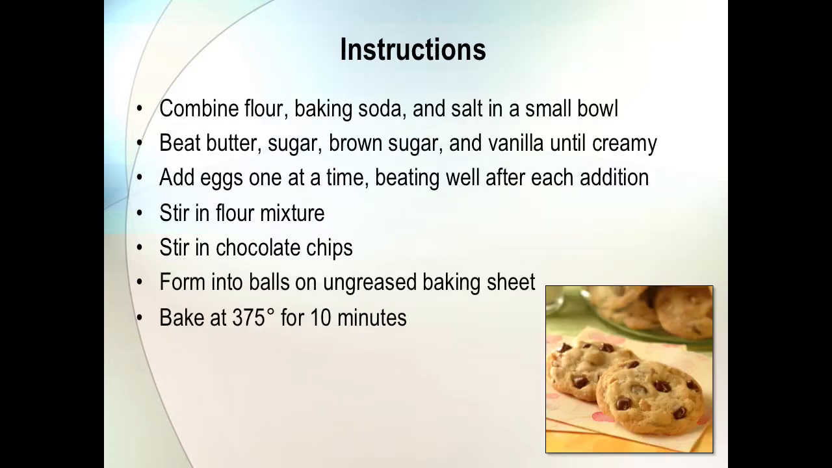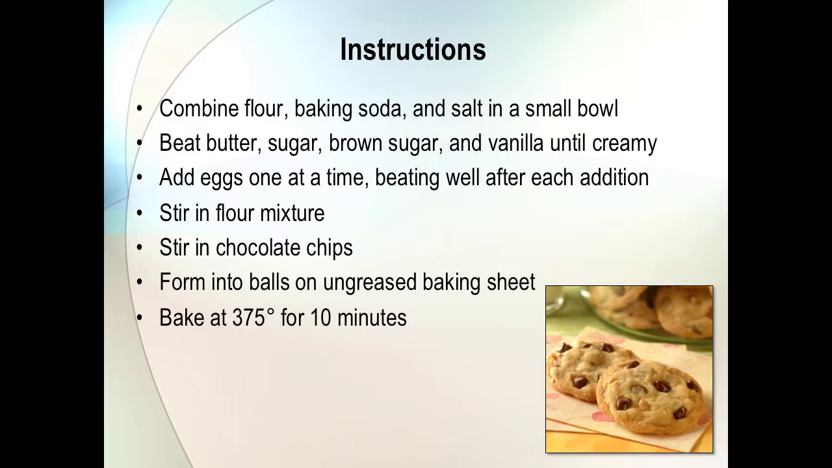To make the cookies, it's really simple. You combine the flour, baking soda, and salt in a small bowl. Then you beat the butter, sugar, brown sugar, and vanilla until they're nice and creamy. You can add eggs one at a time and then beat everything smooth after each addition. When all that's done, stir in your flour mixture. Finally, stir in the chocolate chips.